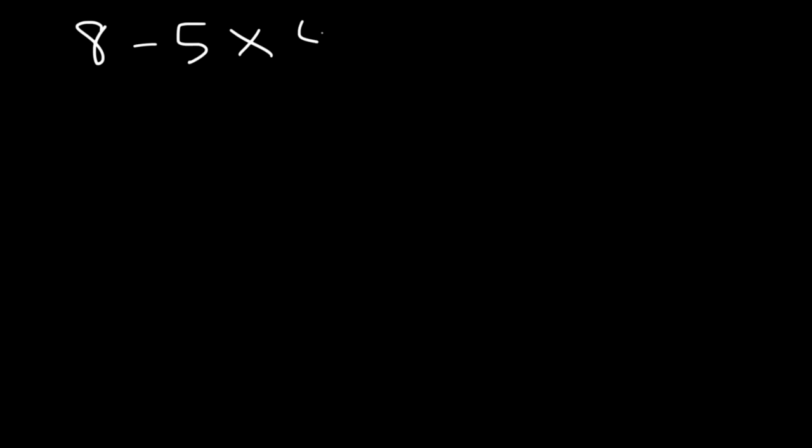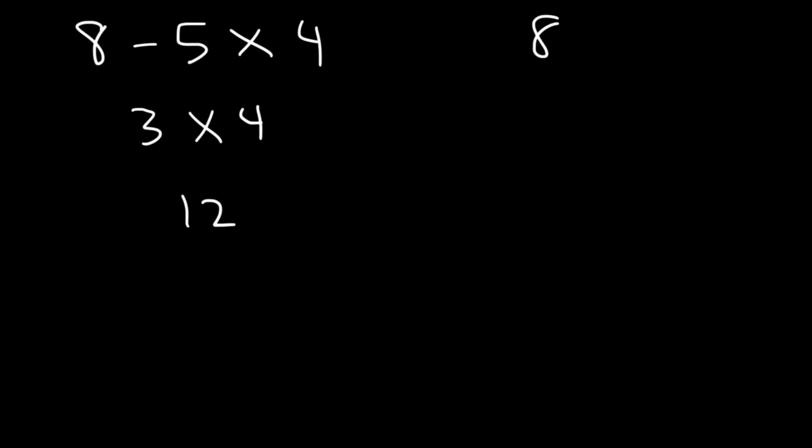Now let's say you have this problem. What is 8 minus 5 times 4? So what is the answer? Now there are two possible ways of attempting this problem. One of the two ways that I'm going to show you is the right answer. The other is not. So should we subtract first or should we multiply first? If we subtract, 8 minus 5 is 3. And 3 times 4 is 12. We're going to get that result.